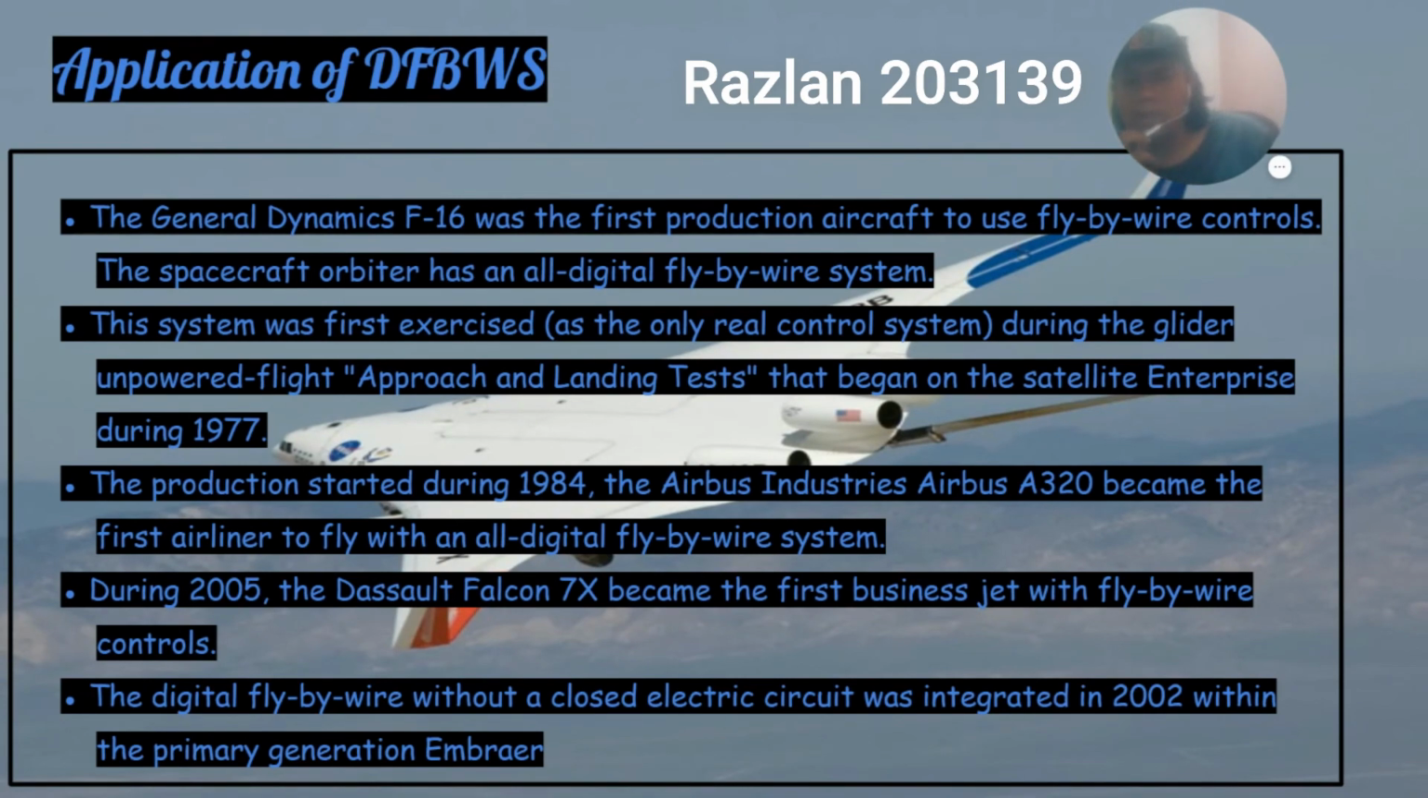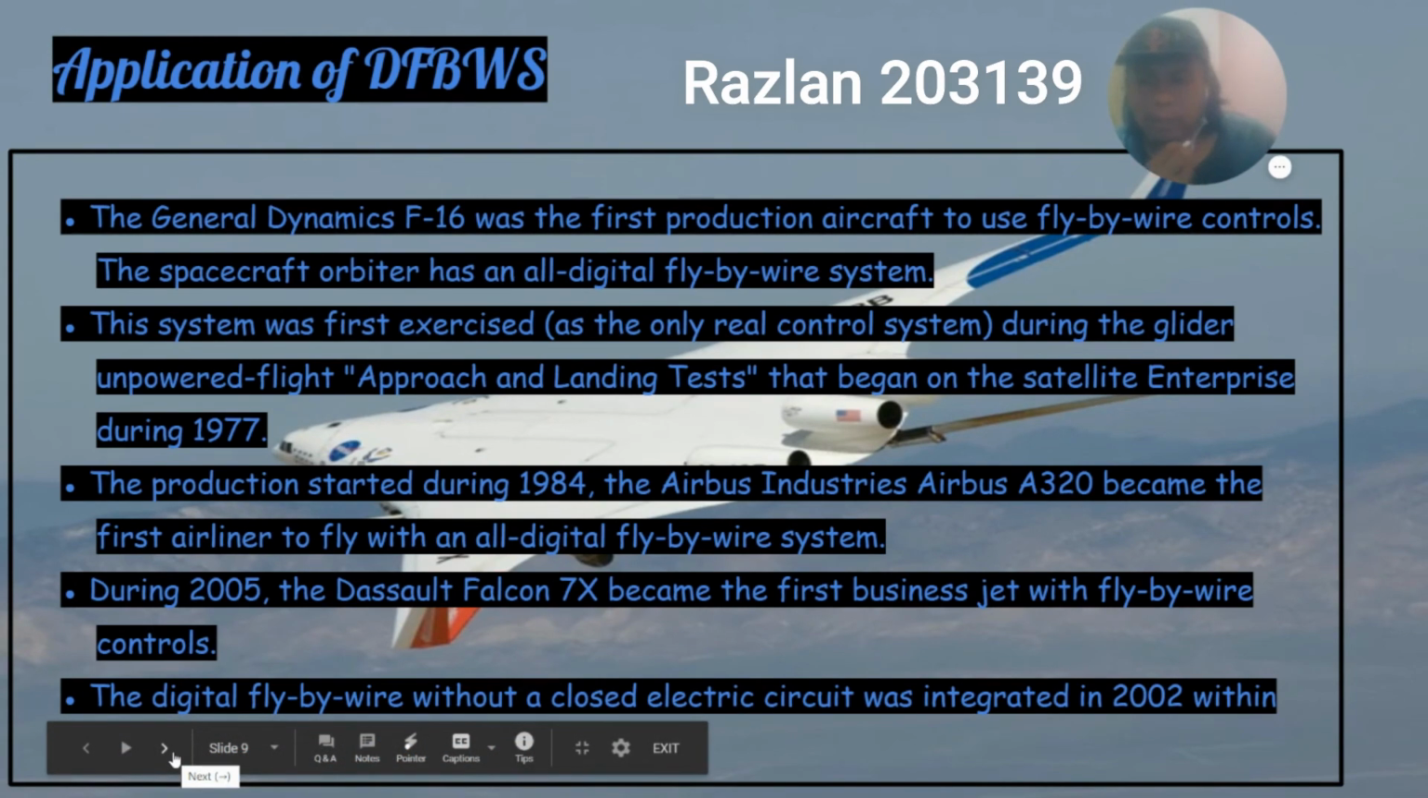The Airbus A320 became the first airliner to fly with an all-digital fly-by-wire system. And during 2005, the Dassault Falcon 7X became the first business jet with fly-by-wire control system. And the last one, the digital fly-by-wire without a closed electric circuit was integrated in 2002 within the primary generation embryo. And next, continue to my next slide.